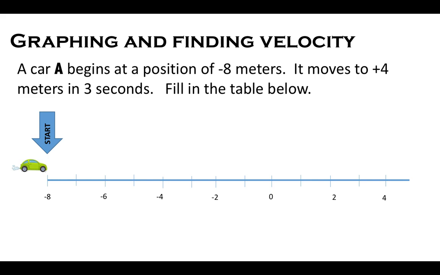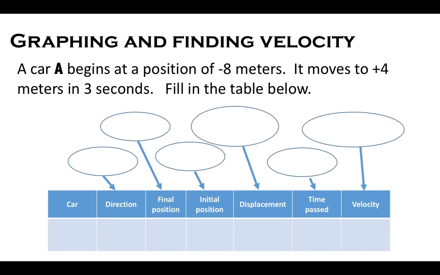In this, we have a sentence that tells us car A begins at a position of -8 meters, and it moves to +4 meters in 3 seconds. And we're supposed to fill in a table that you'll see in a moment. So this shows an example of a car sitting at -8, and then it moves across the screen and stops at +4, making that its ending position. So keep that in mind as we go through filling out this little chart.